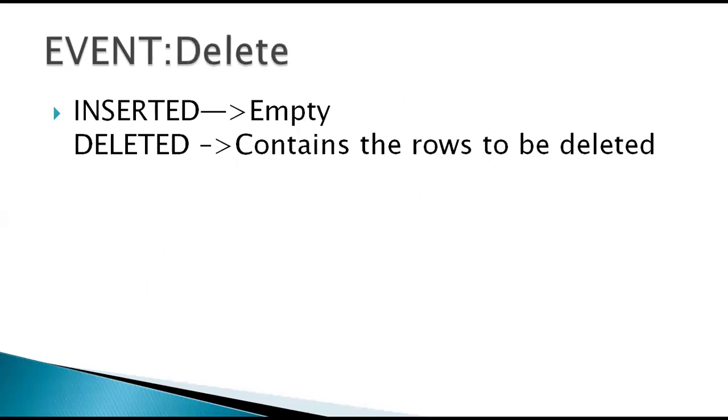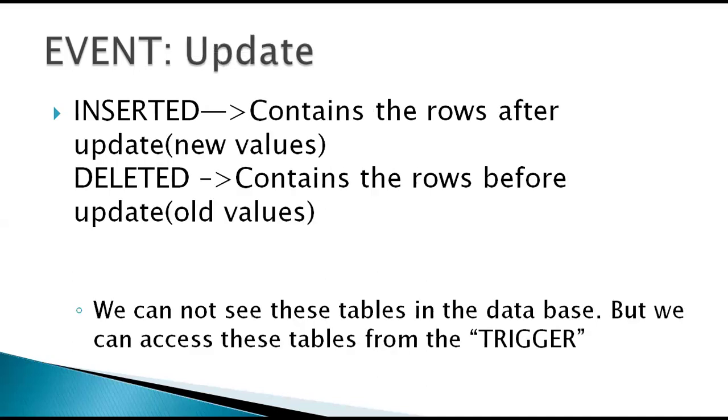Whenever your event is fired for a delete, when you are trying to delete something and your trigger is there, whatever you have deleted, that row is contained in the deleted table. And if you are going for an update, the update means you have changed the value A to B. That new value B will be in the inserted table, and the modified old value A will be contained in the deleted table.